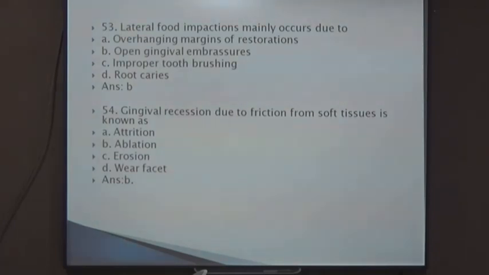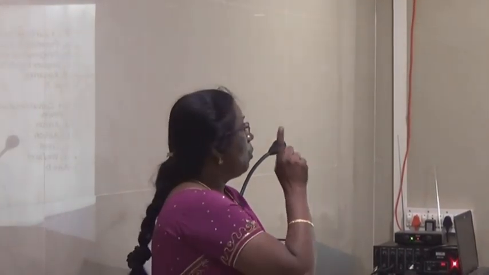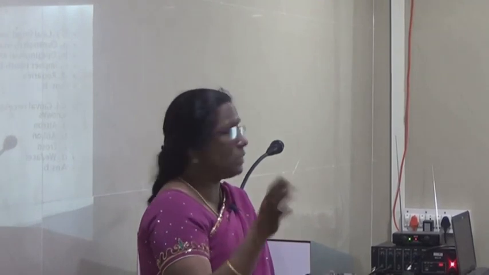Lateral food impaction mainly occurs due to open gingival embrasure. Overhanging margins of restoration will not cause lateral impaction, nor will improper tooth brushing or root caries. The only one left is open gingival embrasure, because food impaction can be horizontal, vertical or lateral. Lateral is only with open embrasures.